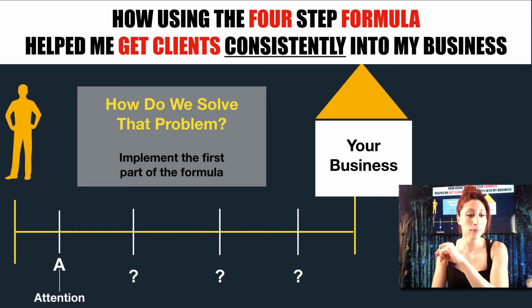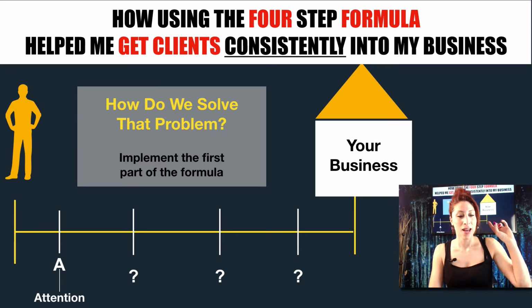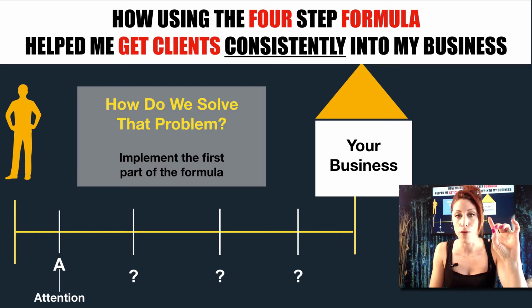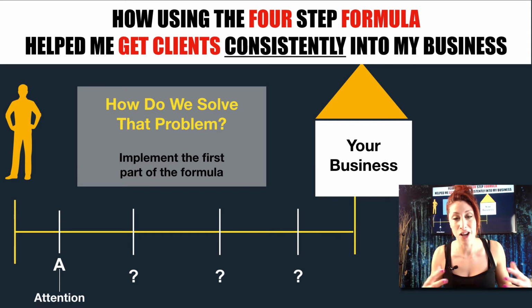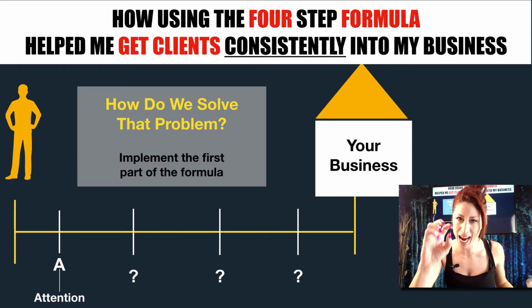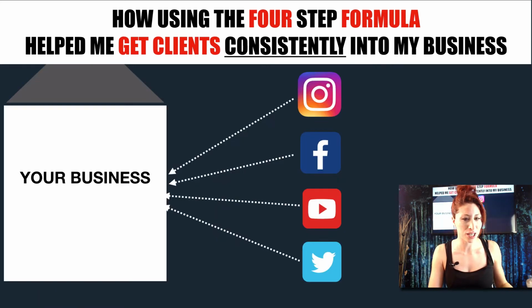Okay, now how do we solve the problem, right? Let's jump back to the formula. Now, by implementing the first part of the formula, and the first part of the formula is not to do the marketing, is not to go out there and start asking people to opt in for a webinar registration. The first thing is to get attention. And how do we get attention? There's so many different ways to get attention nowadays.